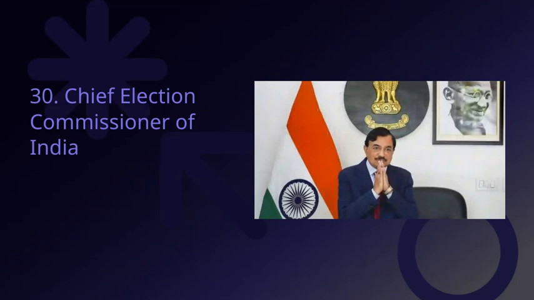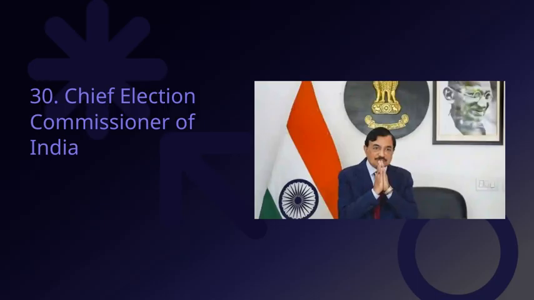Now, let's talk about the Chief Election Commissioner of India. The Chief Election Commissioner, or CEC, is the head of the Election Commission of India, which is responsible for overseeing the entire electoral process in the country. This role is crucial because it ensures that elections are free, fair, and transparent.